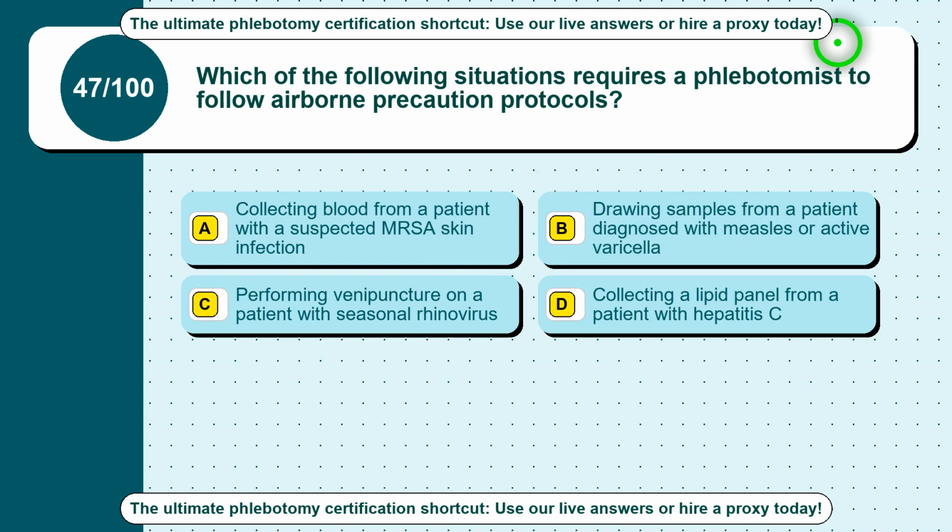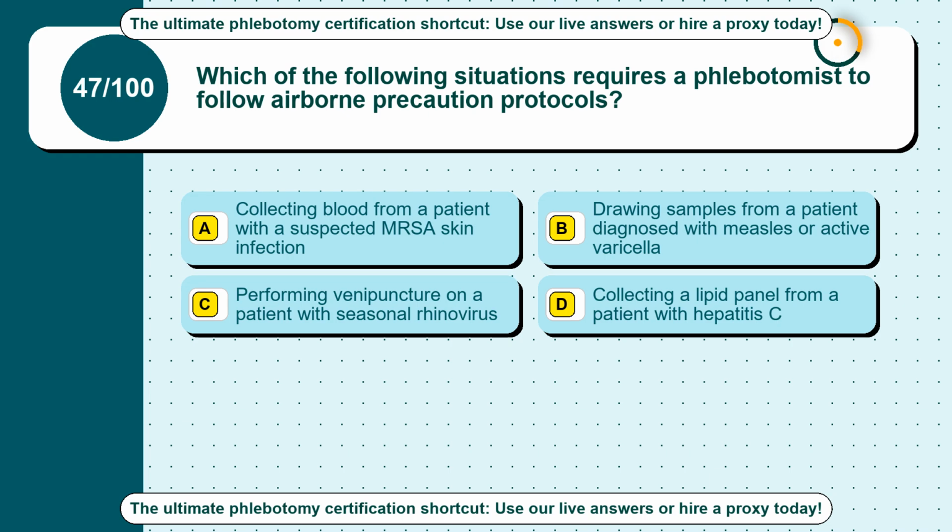Question 47. Which of the following situations requires a phlebotomist to follow airborne precaution protocols? Option A, collecting blood from a patient with a suspected MRSA skin infection. Option B, drawing samples from a patient diagnosed with measles or active varicella.